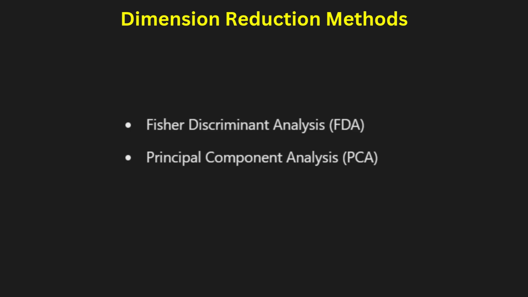So, dimension reduction methods. Dimension reduction helps in improving the model performance by removing the redundant features. Two widely used methods are principal component analysis and linear discriminant analysis (LDA). So PCA reduces the dimension by transforming the data into a new coordinate system where the variance is maximized along the principal component. So this technique helps in handling high dimensional datasets, making models more efficient and interpretable.